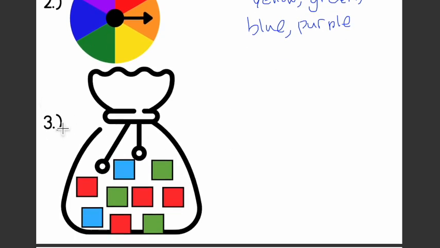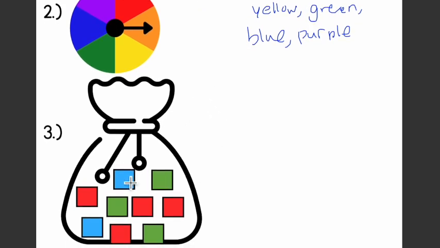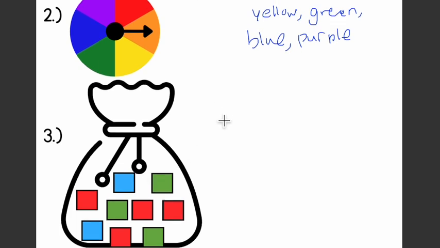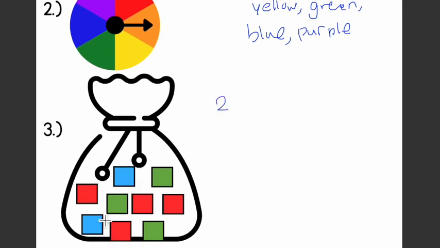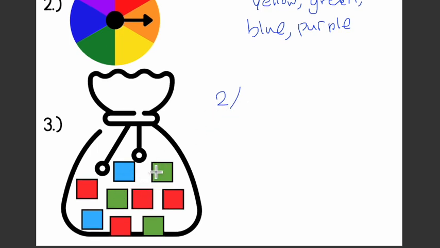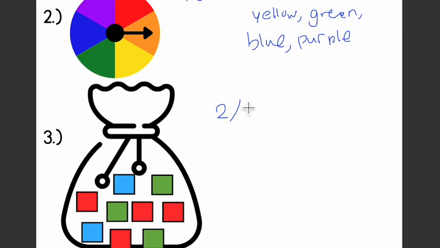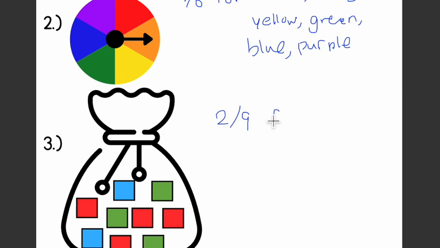Let's move on. Number 3. Looks like we have a bag and it has 2 blue squares, 4 red squares, and 3 green squares. So the chance of getting a blue square would be 2, because there's 2 blue squares, in however many total squares are in the bag. So there's 1, 2, 3, 4, 5, 6, 7, 8, 9 squares in total. So the chance of getting a blue square would be 2 in 9. So 2 in 9 chance for a blue.